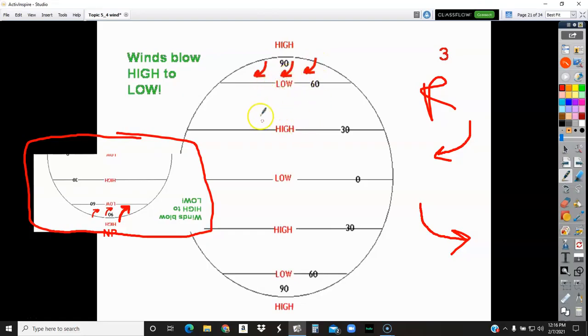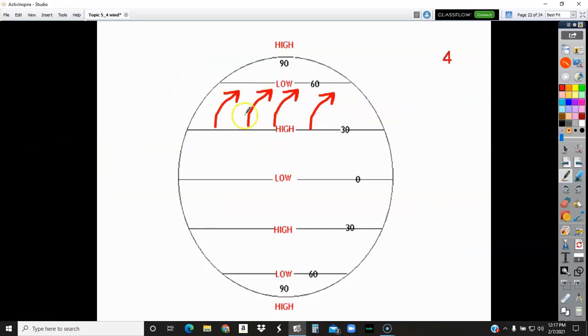Let's take this one before I show it. What would it look like? If this is a high at 30 and this is a low at 60, it's going to head from high to low. So it's going to go up. It's going to head north and curve to the right. So they're going to go like that, up to the right. When they come from the south and go north, then it's normal. So that's that belt. So I drew a bunch of them just so you can see that.